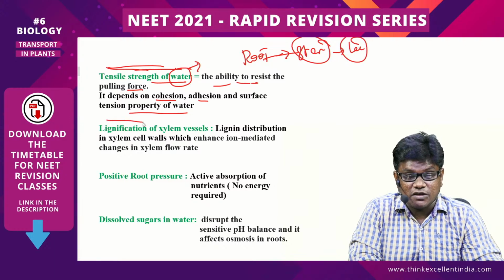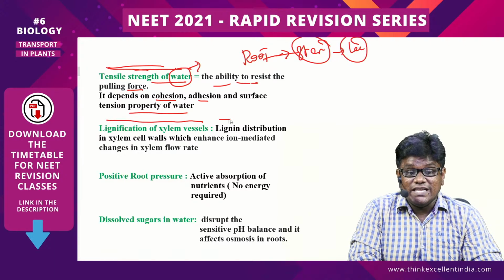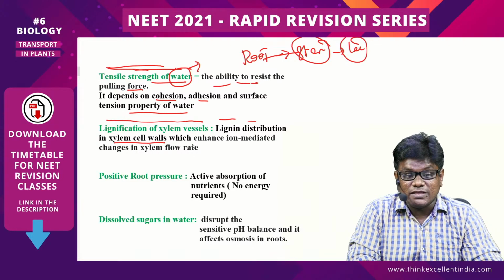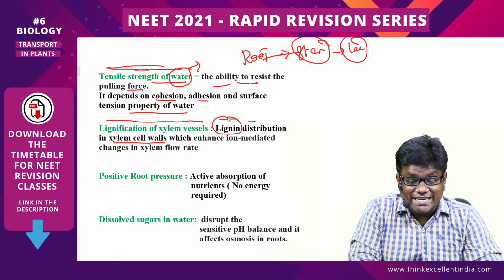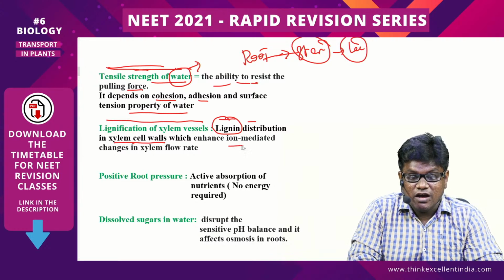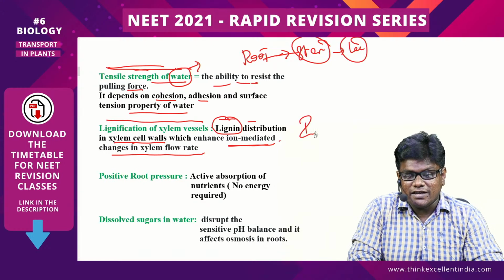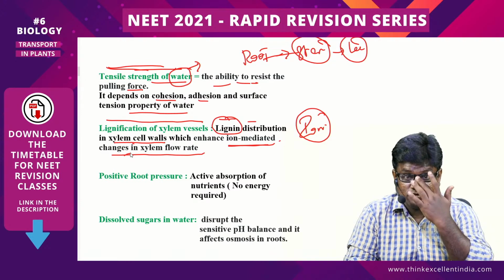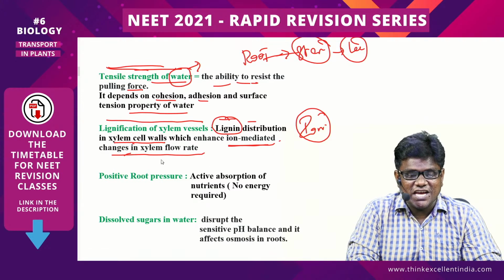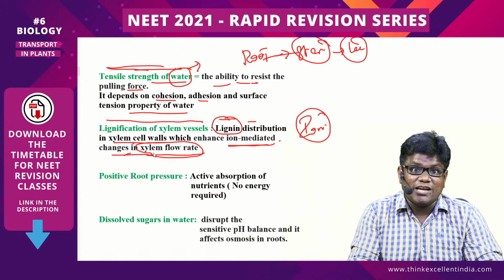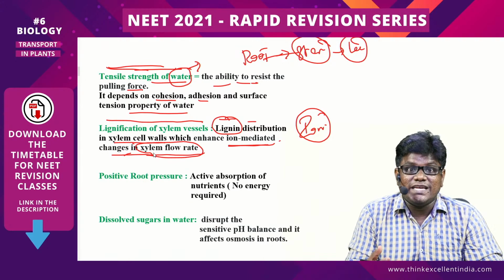So the next option is lignification of xylem vessels. So lignin is distributed in the cells, in the xylem cells. What will it do? Lignin materials in the xylem cell walls get distributed, and after that there are ion mediated changes in the xylem flow rate. Ion mediated means what? The minerals mediated change. There a mediation process, a change in the movement process happens. So that change will affect the xylem flow rate. If the xylem flow rate is affected, what happens? The uptake of water will decrease.